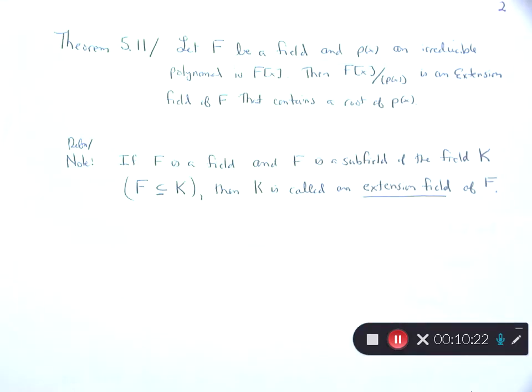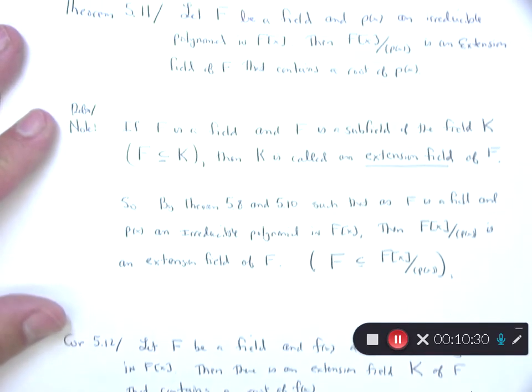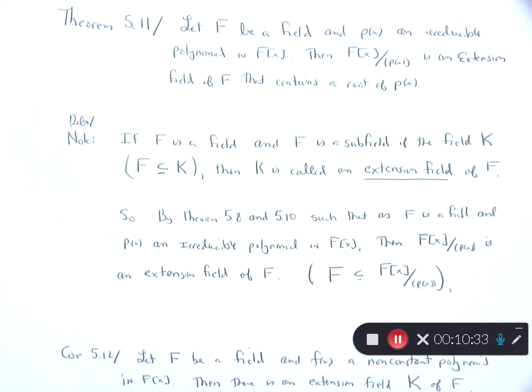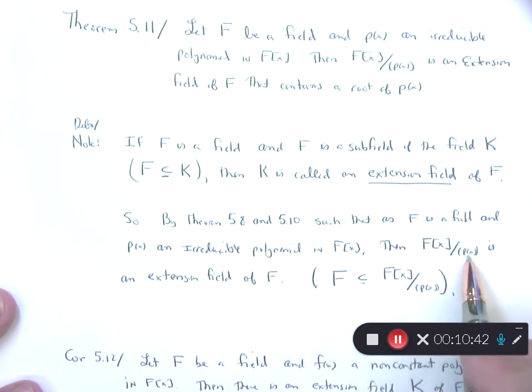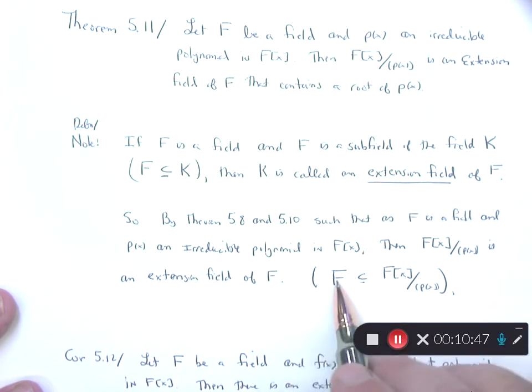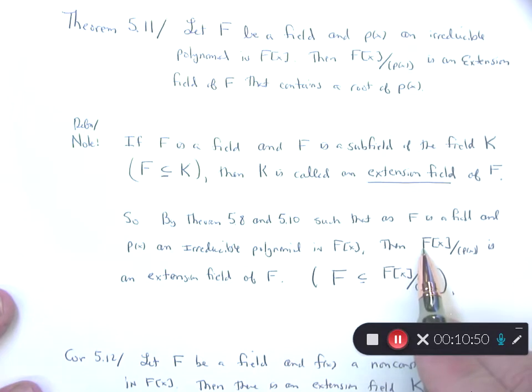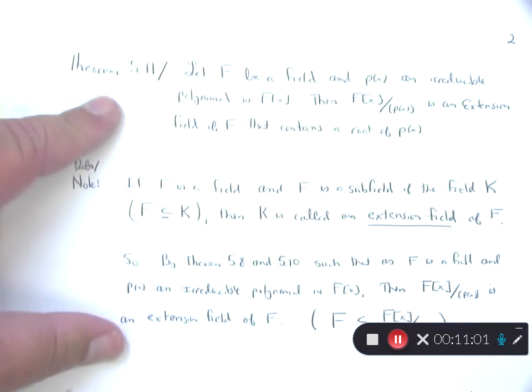So there's this idea of the isomorphisms and the like, and we'll talk a little bit more about that, but not much. So, by theorem 5.8 and 5.10, such that F is a field and p of x is an irreducible polynomial in F adjoint x, then F adjoint x modded out by p of x is an extension field of F. This is your big K. The field where all the coefficients come from is going to be contained inside of this. F is your focus on your field, and F adjoint x modded out by p of x is this field extension. That's the main idea of theorem 5.11.